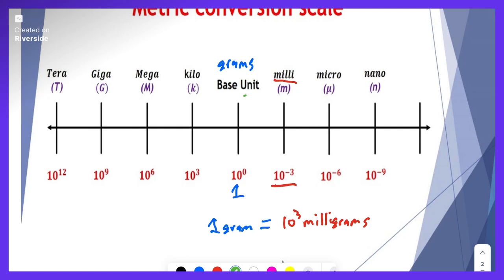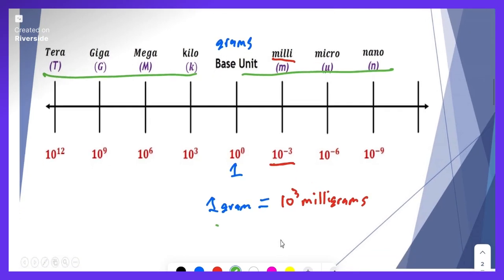One very important thing to remember is that everything down here, these are all smaller than a gram, and everything up here is bigger than a gram. So knowing this, we can reason that even though this says 10 to the negative 3, this doesn't mean that 1 gram is equal to 10 to the negative 3 milligrams. It means that 1 milligram is equal to 10 to the negative 3 grams.